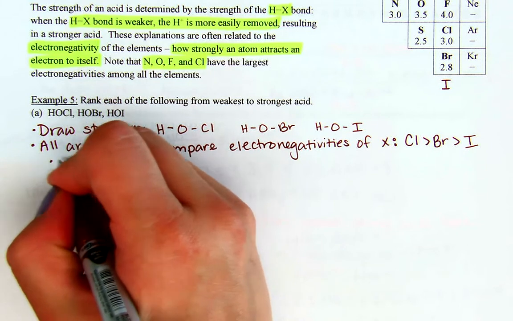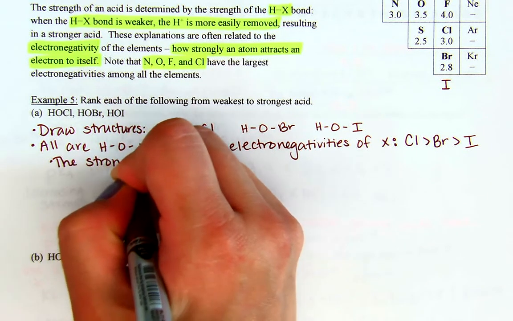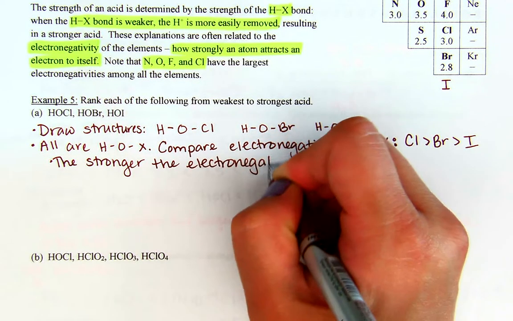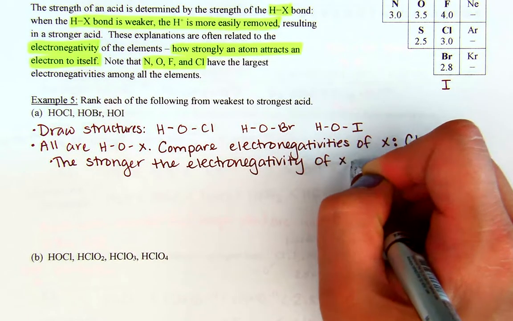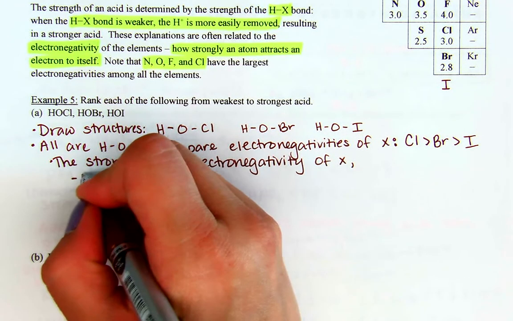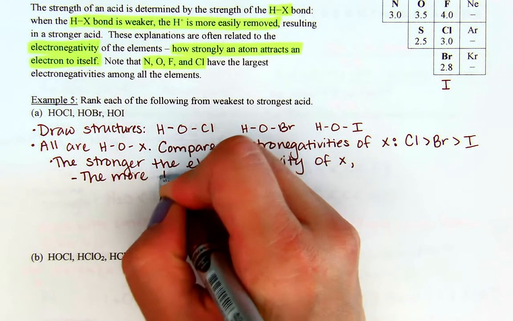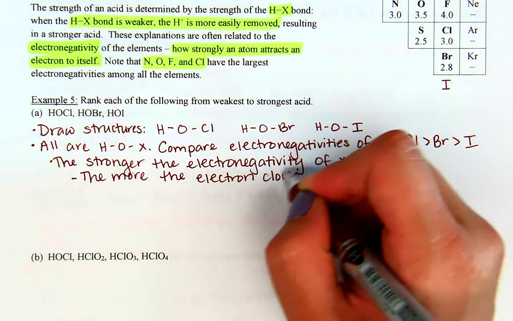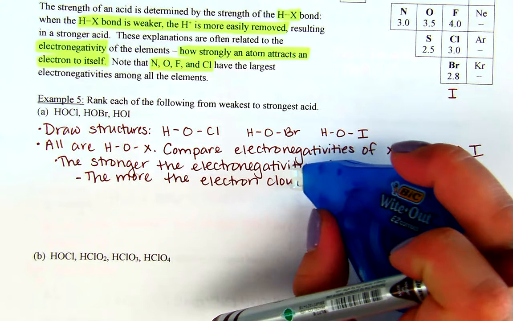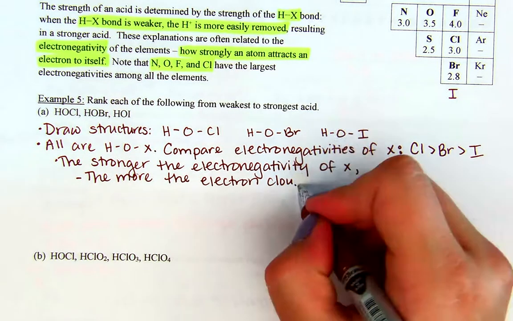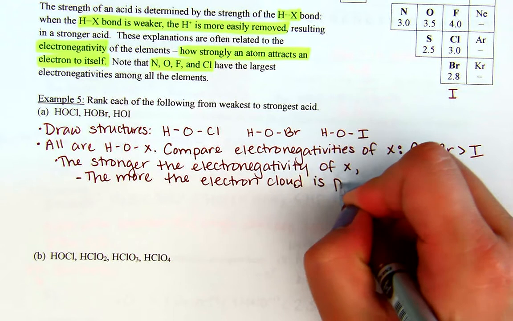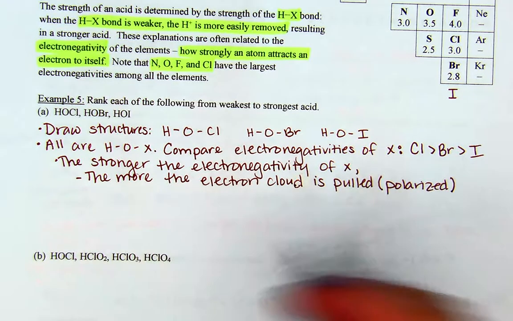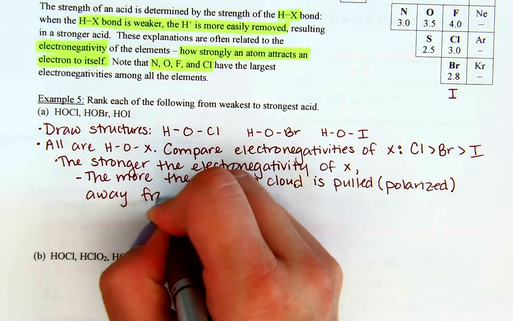So the stronger the electronegativity of X, the more the electron cloud is pulled, or polarized, away from the HO bond.